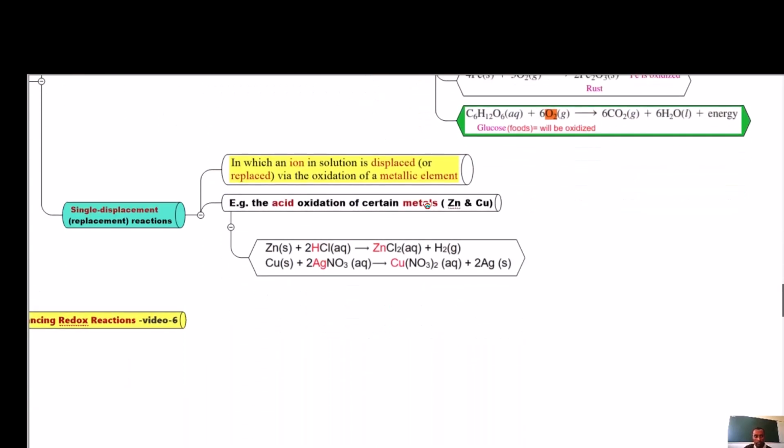and the single displacement or replacement reaction is a reaction in which an ion in a solution is displaced or replaced via the oxidation of a metal. For example, in the reaction of zinc with hydrochloric acid, zinc displaces the hydrogen. Copper reacts with silver nitrate, and copper displaces or replaces the silver. So these are examples of the subclasses of redox reactions.